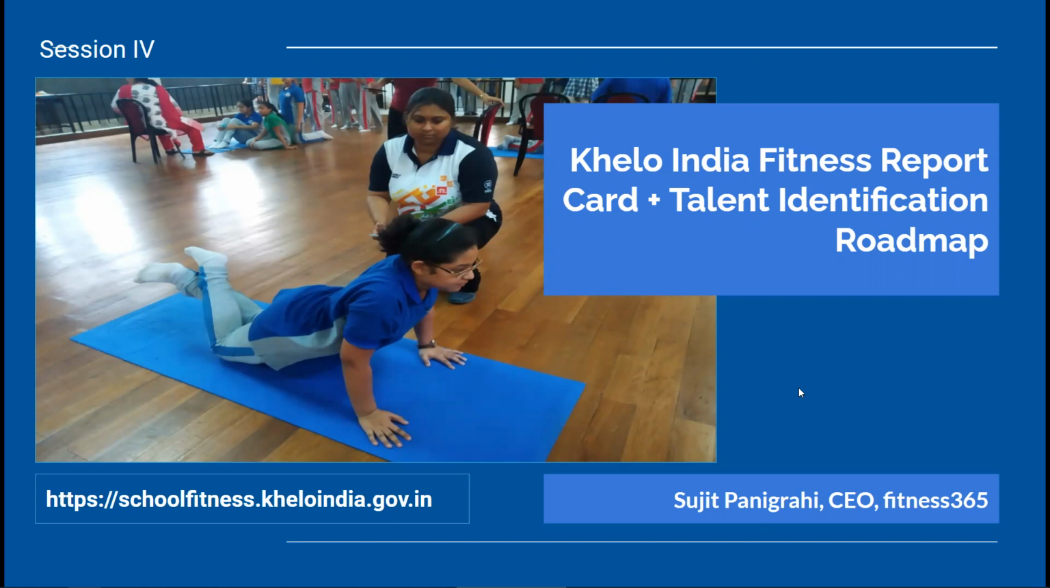In the third session, we learned about how the assessors can do the fitness assessment in their school. We also learned about Khelo India battery of tests for 5 to 8 years and also for 9 to 18 years, and how to do those assessments in the school. So once the assessment is complete, today we are going to learn about Khelo India Fitness Report Card, Talent Identification Roadmap, and essentially how a school principal can log into the portal and see the fitness report card.